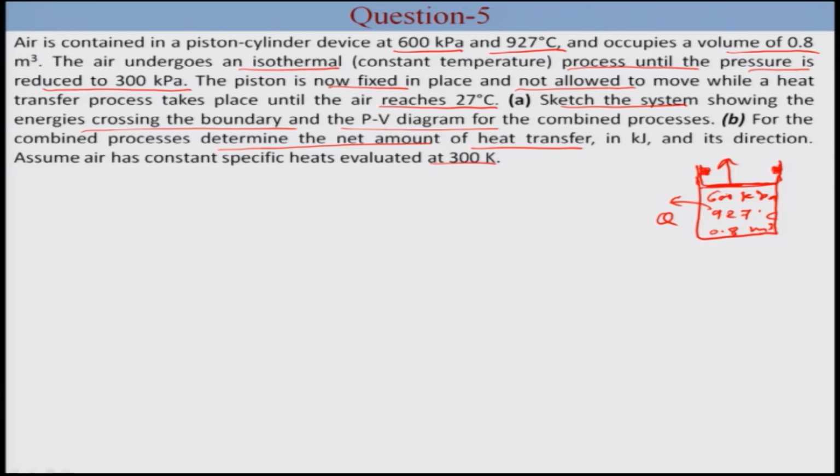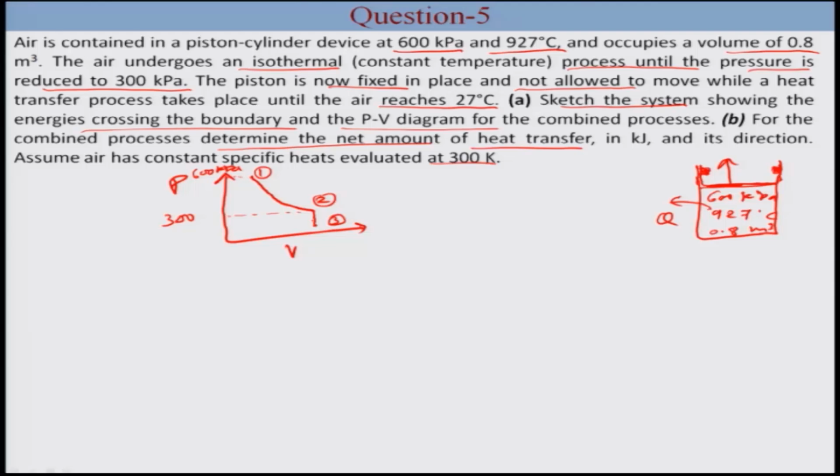So if we see the whole process on a PV diagram, it is initially expanded isothermally from a pressure of 600 kilopascal to a pressure of 300 kilopascal. Then it is cooled at a constant volume. So let's say this state is state 1 and this is state 2, and it is cooled at constant volume to some state. So this is our state 3.